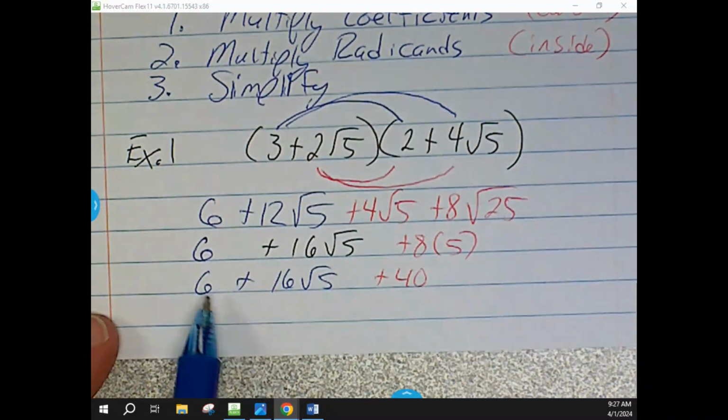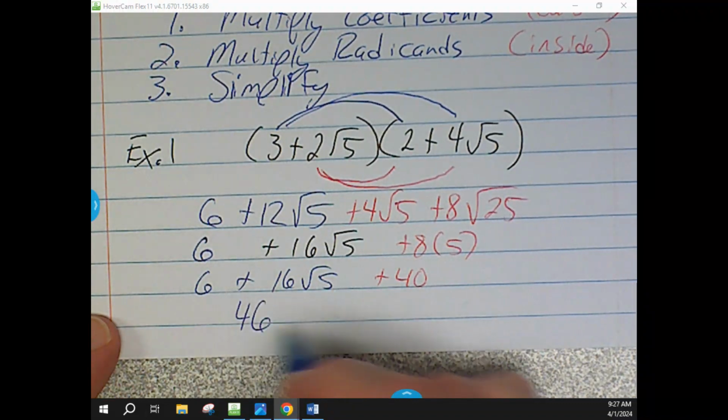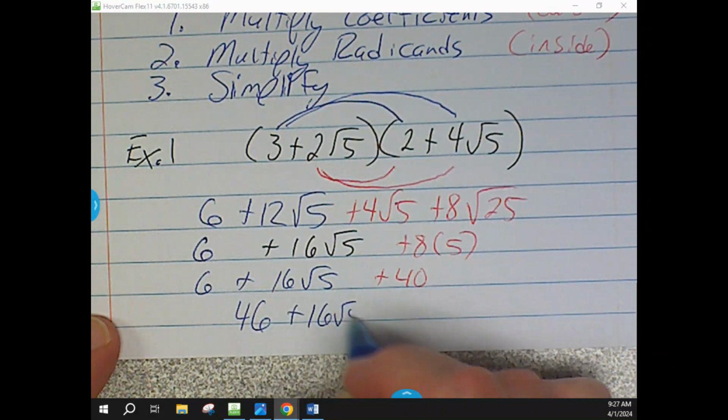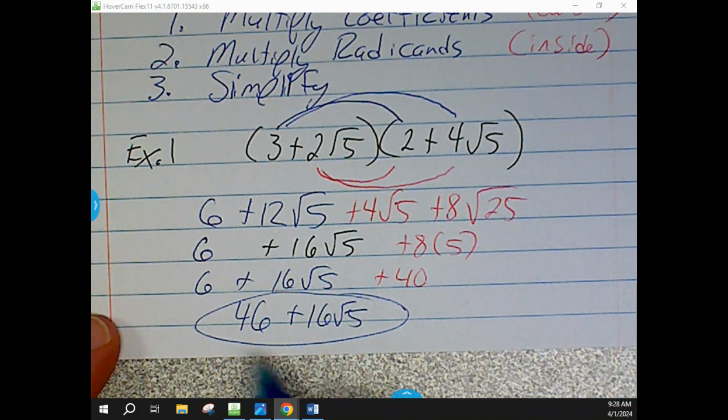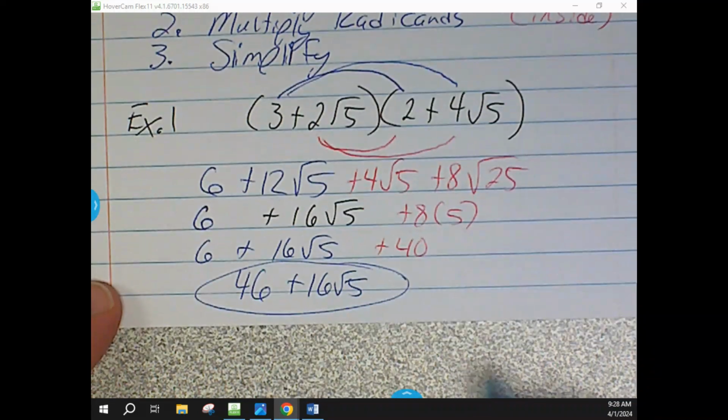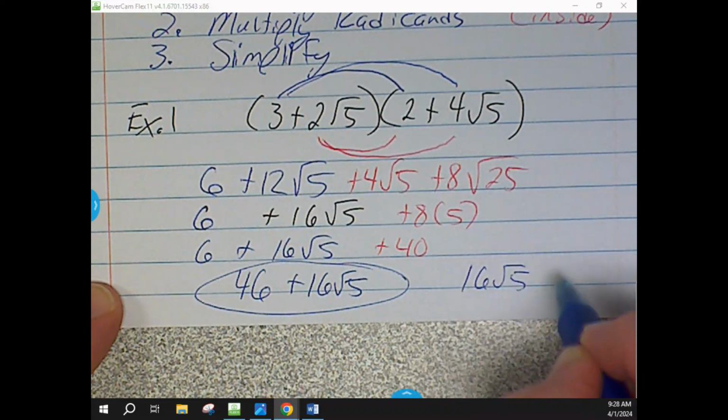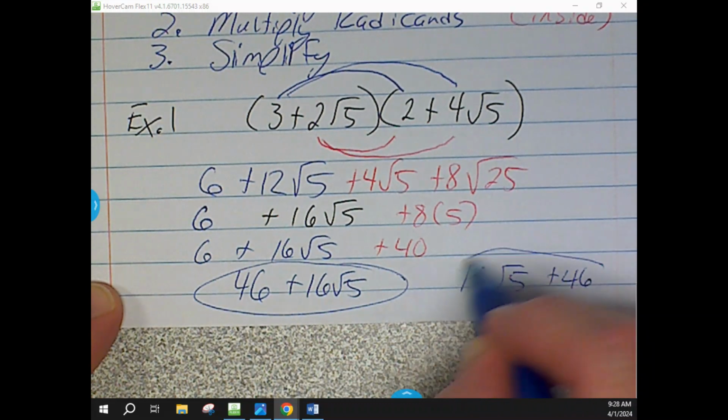And since we've got 6 plus 40, we can add those two things together and make it 46. Which one you put first doesn't really matter. If you put the radical first, that is absolutely 100% okay.